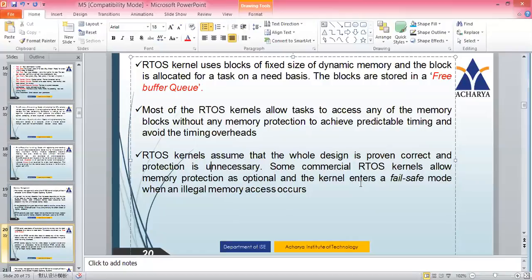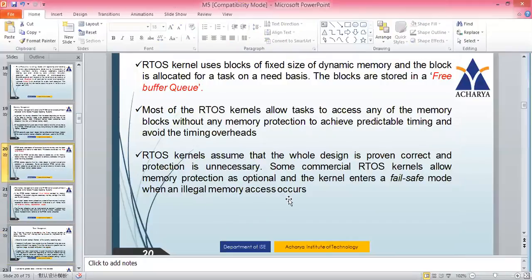Some commercial RTOS kernels allow memory protection as optional. There are certain RTOS kernels which provide this as an option. And the kernel enters a fail-safe mode when there are any issues. In this way, it provides a kind of protection. Suppose something illegal is found, it is going to switch over to another mode. So that is a small kind of protection provided to the memory.